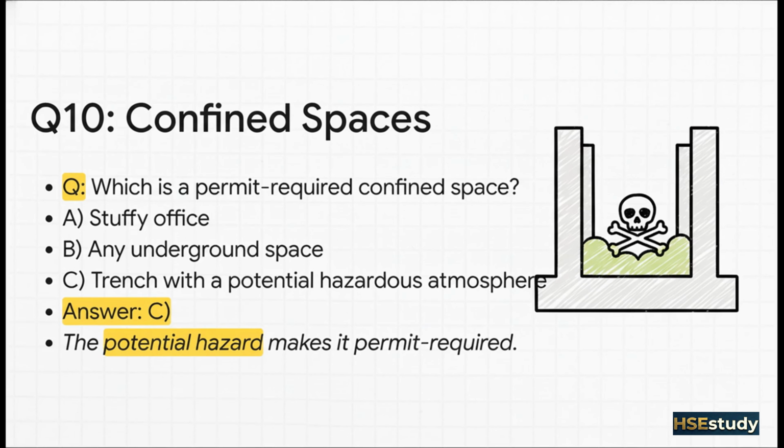Question 10 gets into confined spaces. Which one of these is an example of a permit-required confined space? The correct answer is C, a trench that has the potential to contain a hazardous atmosphere. And here's the critical takeaway. It's not about the space being small, it's about the hazard. A space becomes permit-required only when there's a serious potential danger inside, like a bad atmosphere, a risk of being buried, or a tricky shape you could get trapped in.